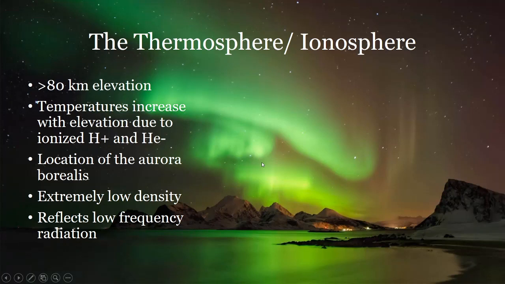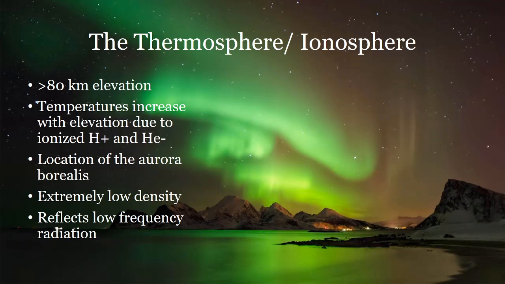The next layer up is the thermosphere or the ionosphere, depending on what you're looking at. And so this is the layer above 80 kilometers in elevation. And this layer is super cool because it's where all of the aurora borealis, the northern lights, occur. And we have another reversal of the temperature gradient. Like the stratosphere and unlike the troposphere and the mesosphere, temperature increases with elevation.